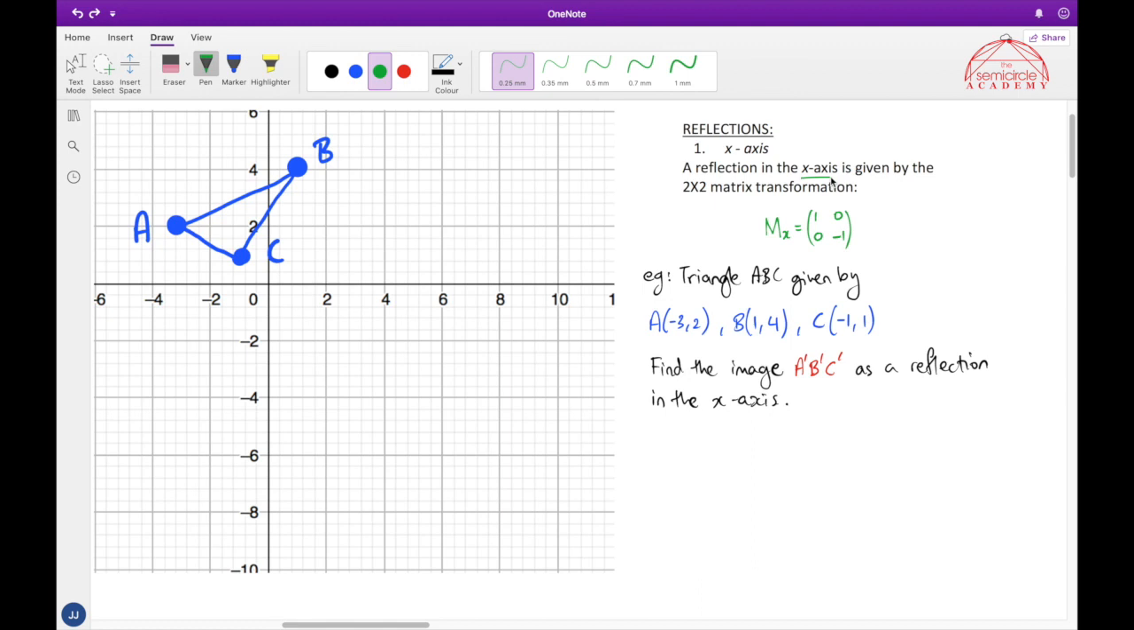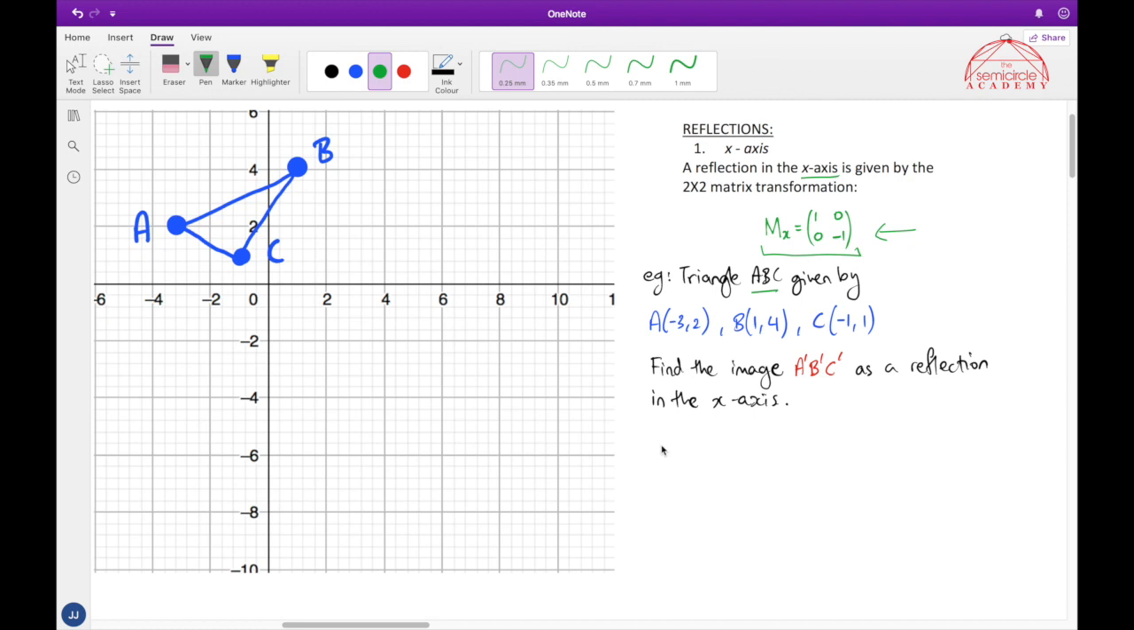Now, a reflection in the x-axis is given by this transformation. When we talk about reflections, we generally label it M. So you can see here that the reflection in the x-axis is given by a 2 by 2 matrix transformation, 1, 0, 0, negative 1, where we call it MX, and MX stands for a reflection in the x-axis. So if you take for example this image, the triangle ABC is given by these points here, and you need to find the image as a reflection in the x-axis. You need to know this 2 by 2 matrix transformation by heart, that this represents a reflection in the x-axis.